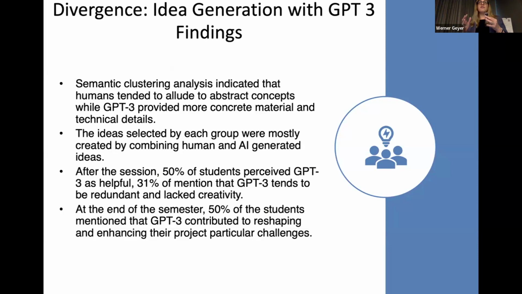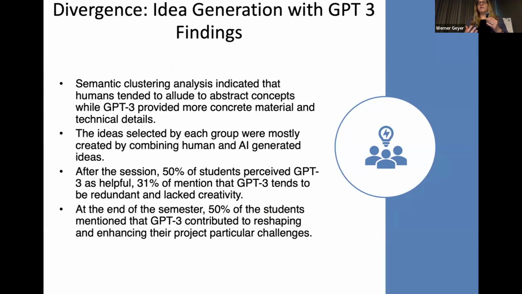The ideas that were eventually selected by each of the teams were a combination of AI and human-generated ideas. That shows us that the ideas were actually relevant and helpful for the team. 50% of the participants, of the students in this exercise, thought that this tool helped them to generate more ideas.